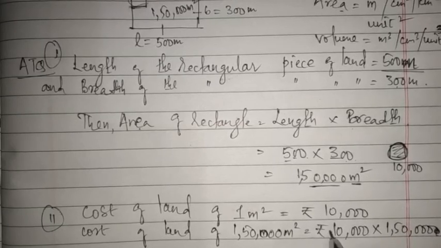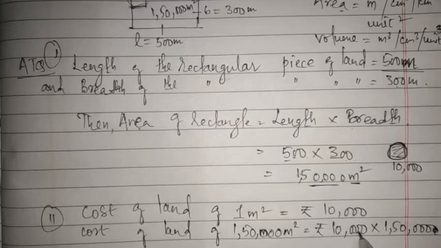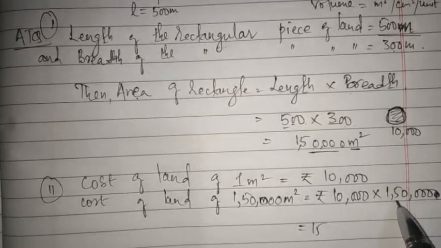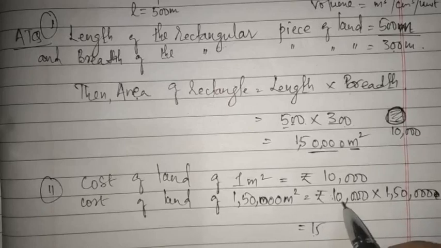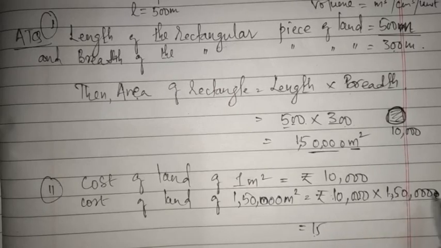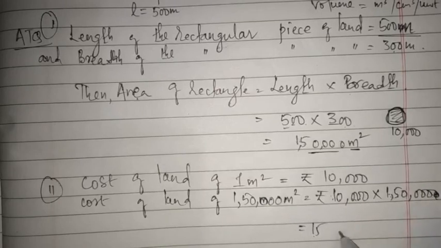So 115 into 1 is 15. How many zeros? 1, 2, 3, 4. First of all, you will do this. 15 into 1 is 15. You may not put this comma, no issue. 1, 2, 3, 4, 5, 6, 7, 8.